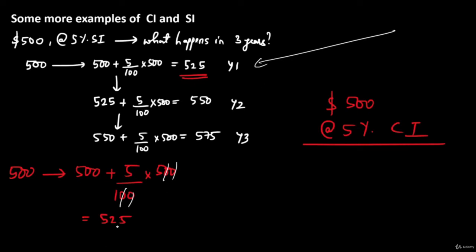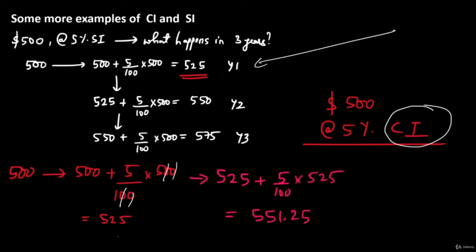Now what will happen when 1 more year is passed? Remember, in the case of compound interest, it's equivalent to lending this $525 for 1 more year, right? So the interest is charged on 525, and 525 will become 525 plus 5 by 100 into 525. Over here, notice the principal on which the interest is charged is 525. In the case of simple interest, it was 500, which was the initial principal. All right. So 5 by 100 into 525 has to be added to 525, and that amounts to approximately $551.25.